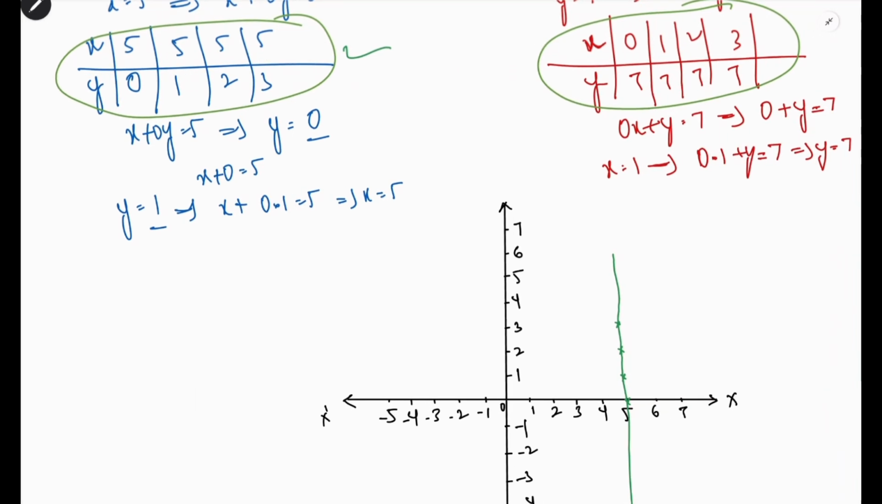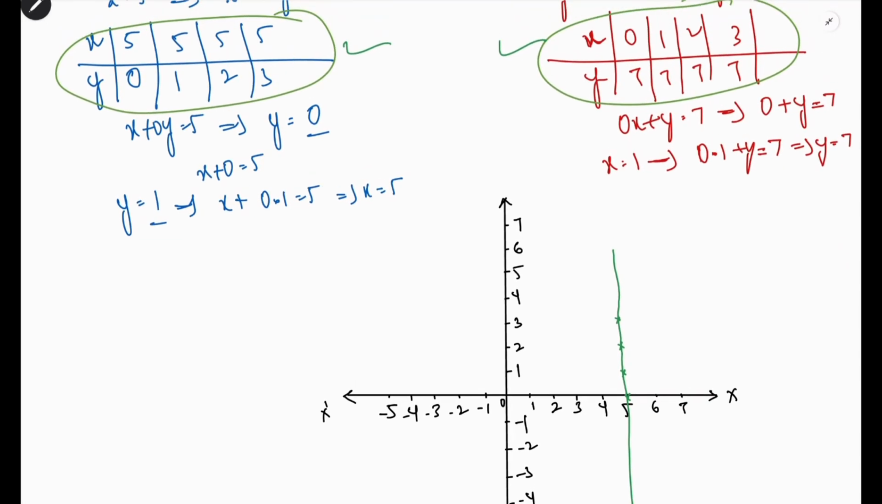Now we will represent these values. If x is equal to 0, y is equal to 7. If x is equal to 1, y is equal to 7 here. If x is equal to 2, y is equal to 7. If x is equal to 3, y is equal to 7. Now we will join these points. It will be this.